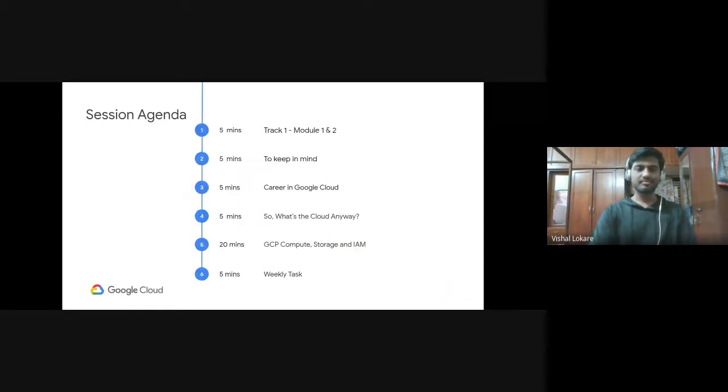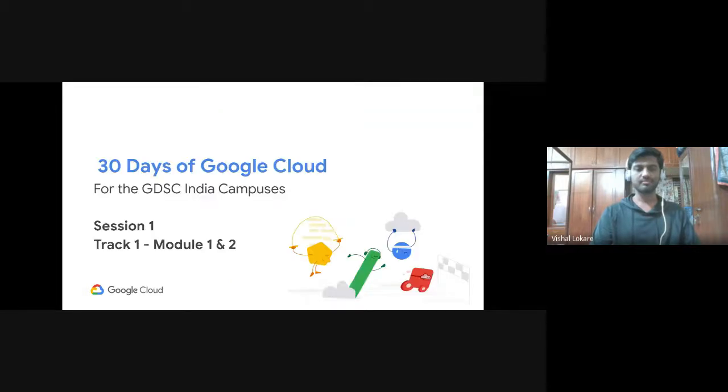So today's session agenda will be: first, I'll show you what modules we are going to cover today. Then some things that you have to keep in mind. Then I'll talk about careers in Google Cloud. I will talk more about the infrastructure part of Google Cloud. Then from module two, there is GCP compute, storage, and IAM roles that we'll be looking at. And then at the end, I'll show you again what modules we are covering today. Okay, so this is session one, day one, track one, module one and module two.